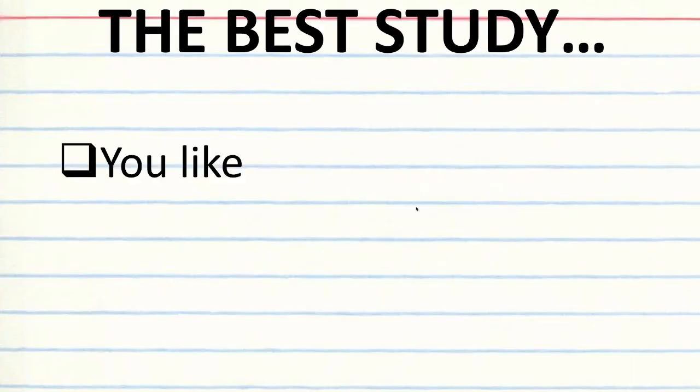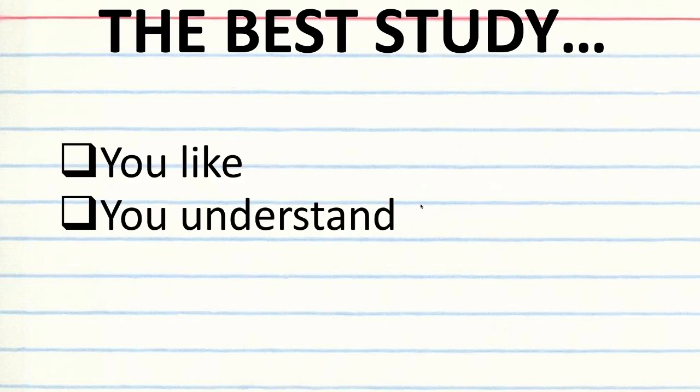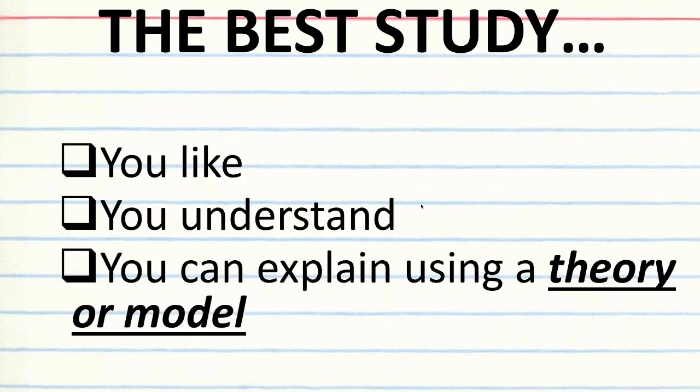So I would say the best study for any student for the IA is the one you like, you understand, but most importantly, you can explain using a theory or a model. And the following studies fall down for one or more of these criteria. A lot of students like them, but they struggle to understand them properly, and then that also means they struggle to link them to a theory or model.